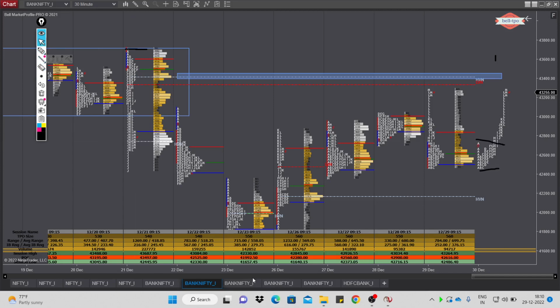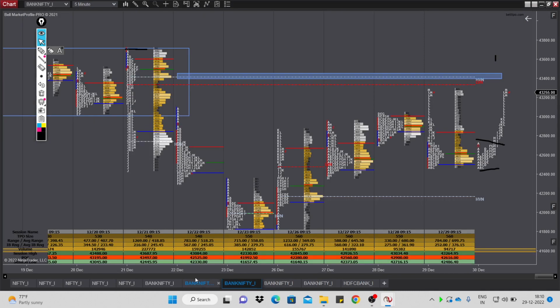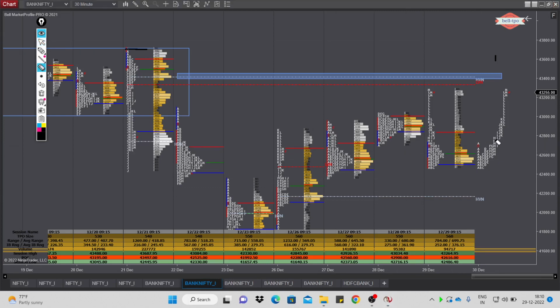Let's get into the 5 minute chart. Yeah, this zone, 42,800. Since today was a trending day, the VWAP of today will be very crucial for the coming trading sessions. So keep an eye on that VWAP around 42,800 and this low HVN somewhere around 42,600.